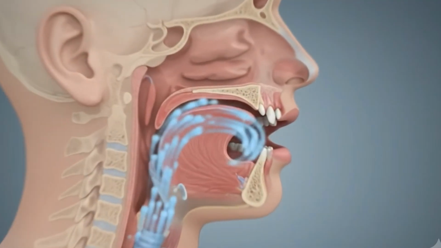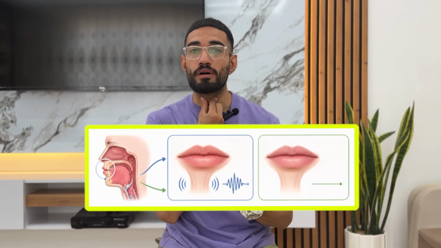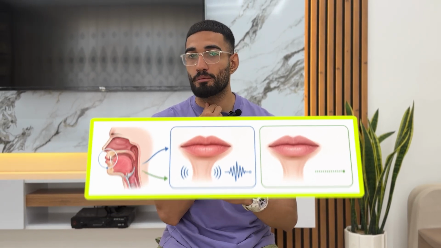Vowels are the music, but consonants are the rhythm and structure of English. Consonant sounds are made by partially blocking the airflow with your tongue, lips, or teeth. For example, P and B, both made with the lips. The only difference? The sound vibration. Touch your throat, P, you feel no vibration. And then you say B, B, you feel the vibration.